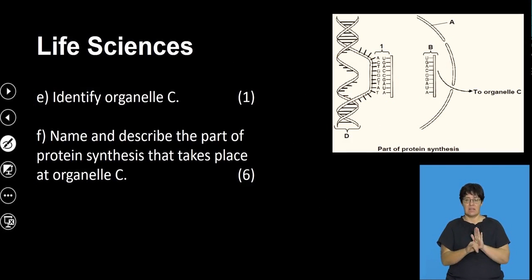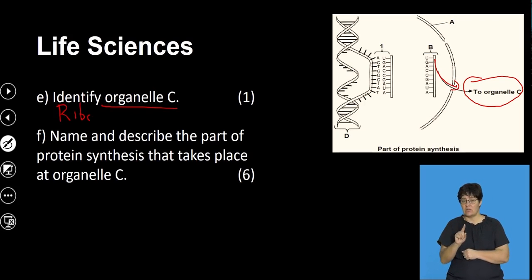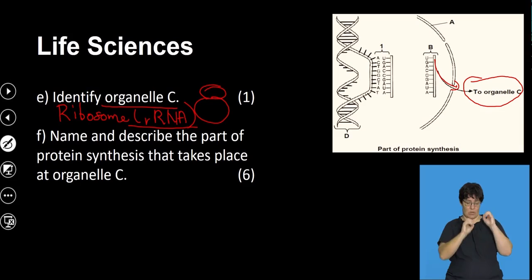We've got to now identify organelle C, and if we go to this diagram, we can see that the mRNA is leaving the nucleus and the instruction indicates that it's moving to organelle C. Guys, organelle C is where protein synthesis takes place, and if you recollect, it's called the ribosome. It's often indicated by a structure having two subunits. It's also called rRNA, which is one of the three types of RNA molecules. So it occurs in the ribosome.